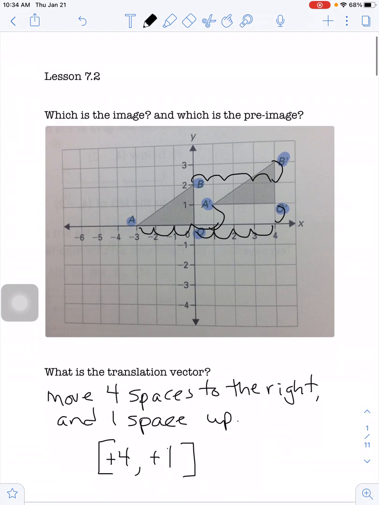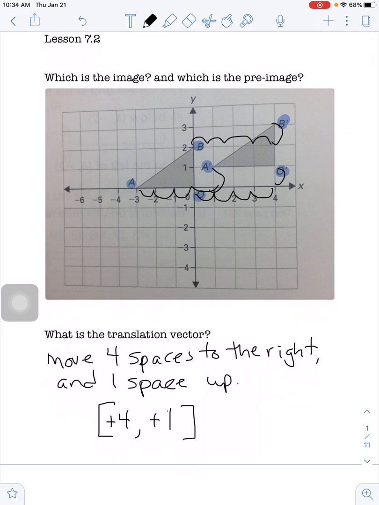Okay, so what is the translation vector? Well, for this one, we're moving that triangle 4 spaces to the right and 1 space up. So that would be the grade 7 translation rule. But in grade 8, we're going to use something called a translation vector. So we use square brackets for that. Make sure they're not curved. They should be square for this.